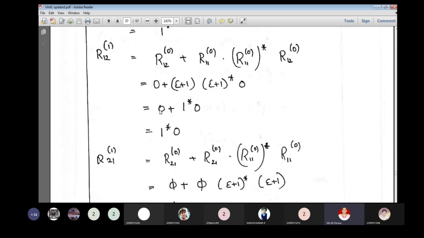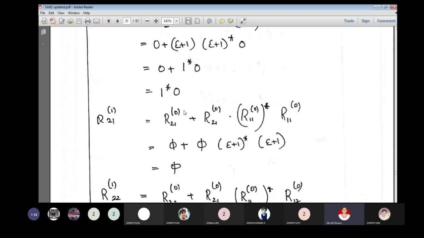So how do we get this 0? See, what is the meaning of this expression? Either 0 or any string of 1s followed by 0. So in both cases we are able to get the 0. So you can simplify this as 1 star 0. So at each and every step we have to simplify the regular expressions that we are obtaining.